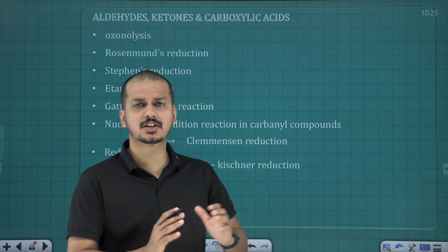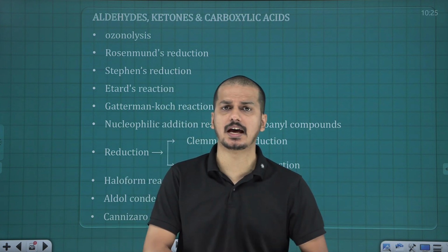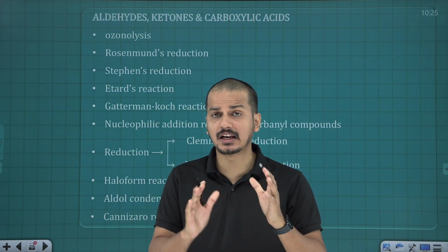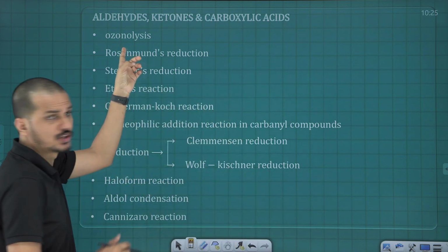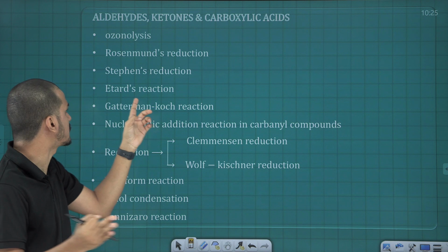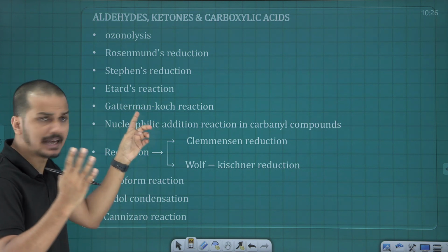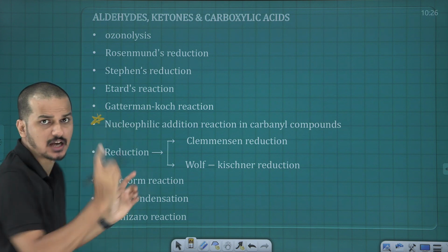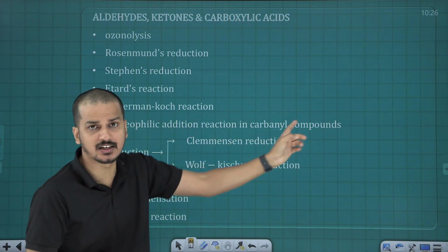So dears, the next chapter is aldehydes, ketones and carboxylic acids. In this chapter, mainly we have to focus on ozonolysis reaction, Rosenmund reduction, Stephen reduction, Etard's reaction, Gattermann-Koch reaction, and nucleophilic addition reaction. The main highlight of this chapter is nucleophilic addition reaction in carbonyl compounds.